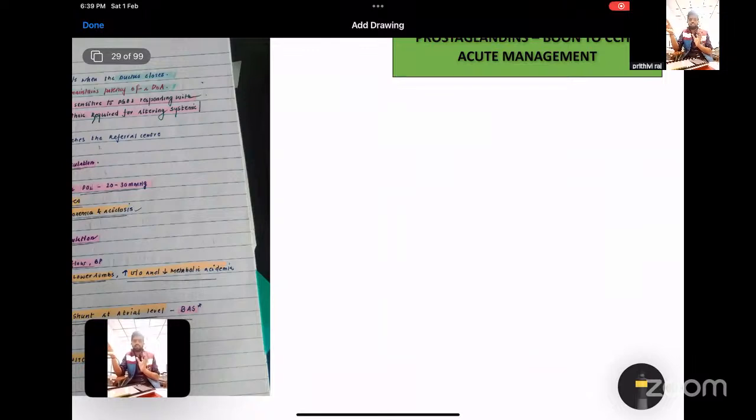That's the reason why the ductus arteriosus has to be kept open. It will be open for the first 72 hours of life, but after 72 hours there are some physiological changes in our body which cause closure of the ductus arteriosus. In order to overcome those physiological changes, we have to give something from outside. What is that? That is your prostaglandin.